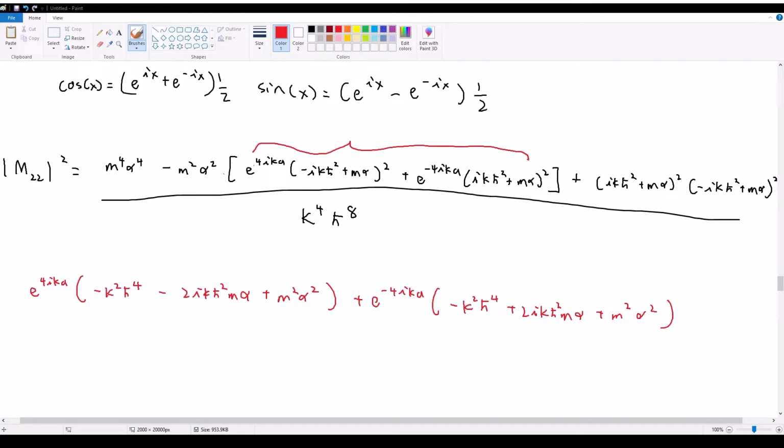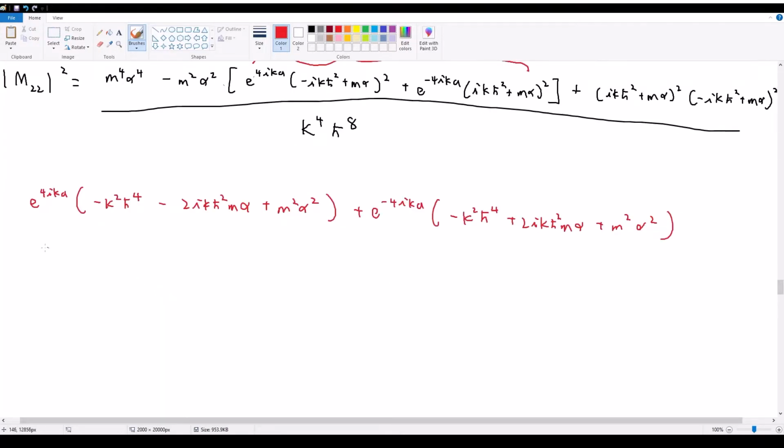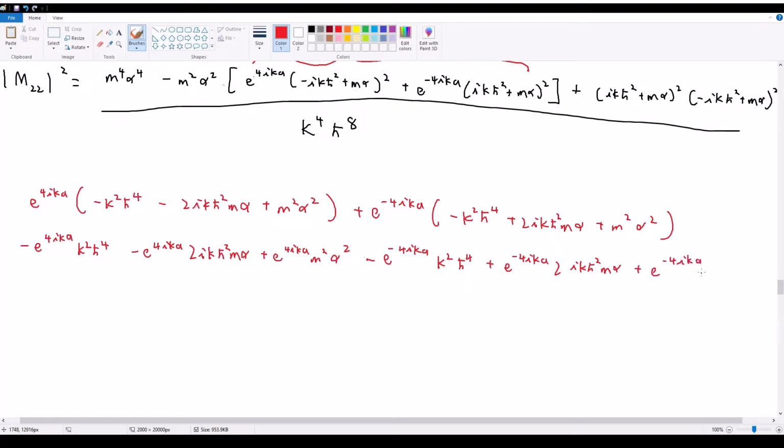From this point, let's see. At this point, I can start combining some like terms, because this is going to give me e to the 4ika negative e to the 4ika k squared h bar fourth minus e to the 4ika times 2ikh bar squared m alpha plus e to the 4ika m squared alpha squared plus e to the negative 4ika, or in this case subtracted by k squared h bar fourth plus e to the negative 4ika 2ikh bar squared m alpha, and then plus e to the negative 4ika m squared alpha squared.